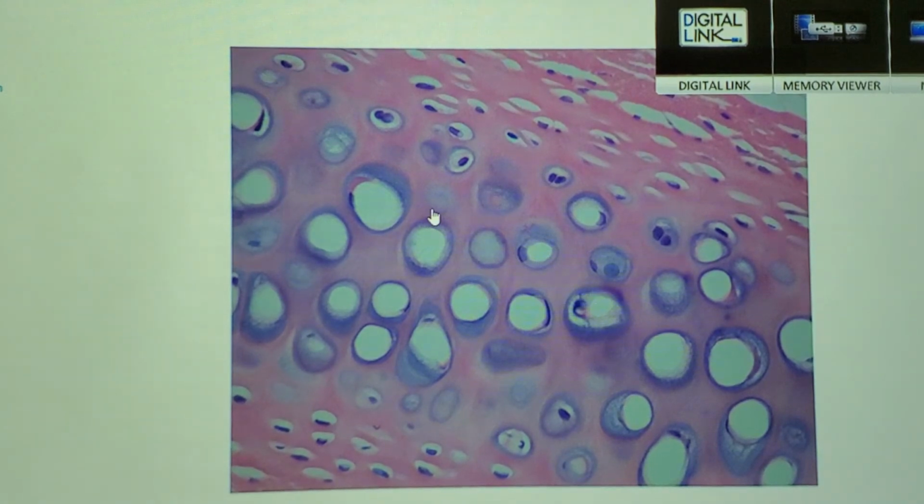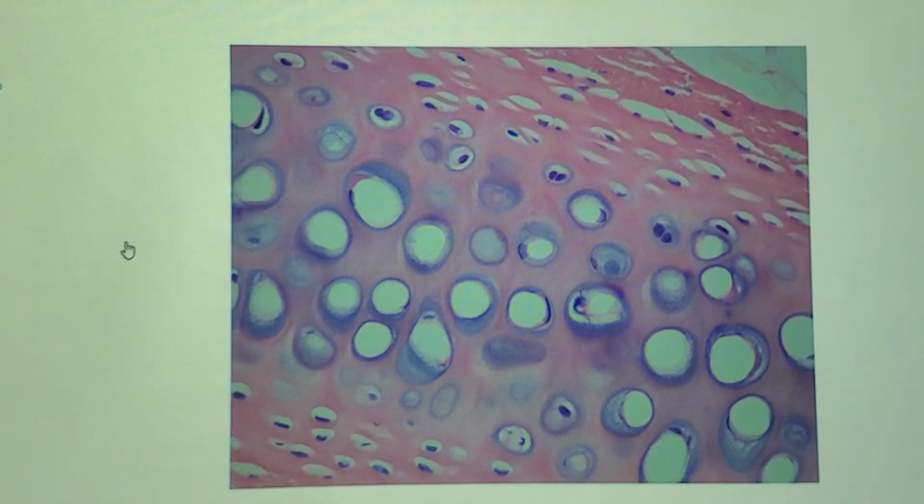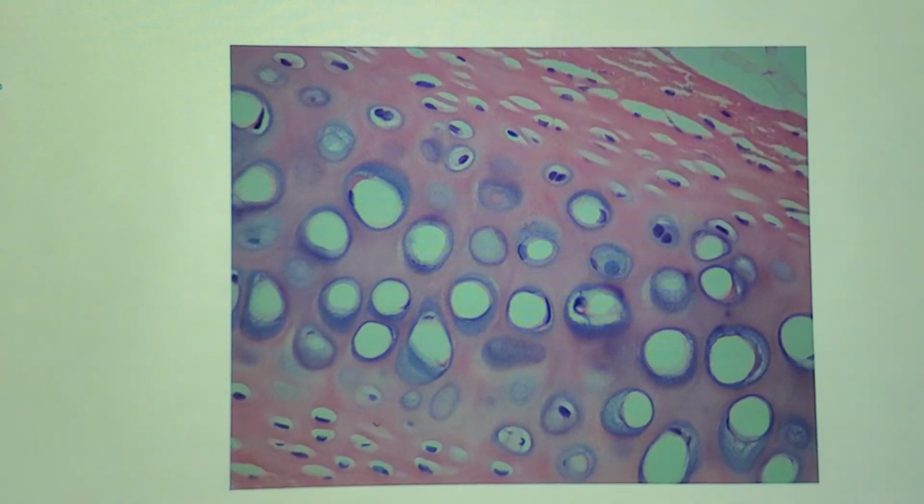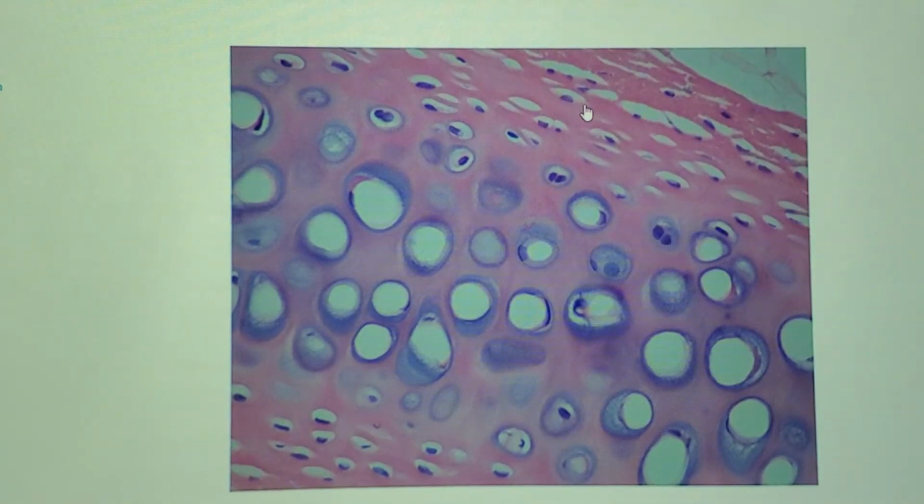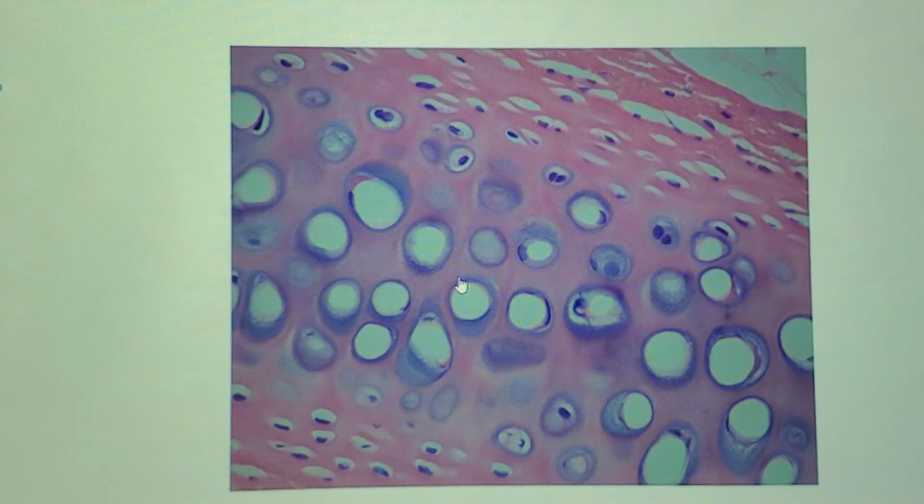So, take a look at this slide very carefully. This is perichondrium, this pink membrane out here, and there's a little bit over here. It looks like a bunch of dense connective tissue. This smooth purple background is the matrix of hyaline cartilage. Every one of these little spaces is a lacuna, and in some of them I see chondrocytes living in the lacuna.